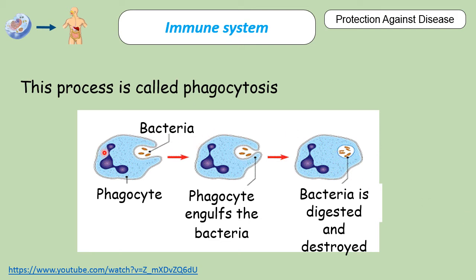So you can see here, this is our phagocyte with its strange shaped nucleus. The bacteria is engulfed by the phagocyte. Okay, so the phagocyte wraps itself around the bacteria, and it will then digest the bacteria, and then it will just get rid of any leftovers, which will be totally harmless to the body.